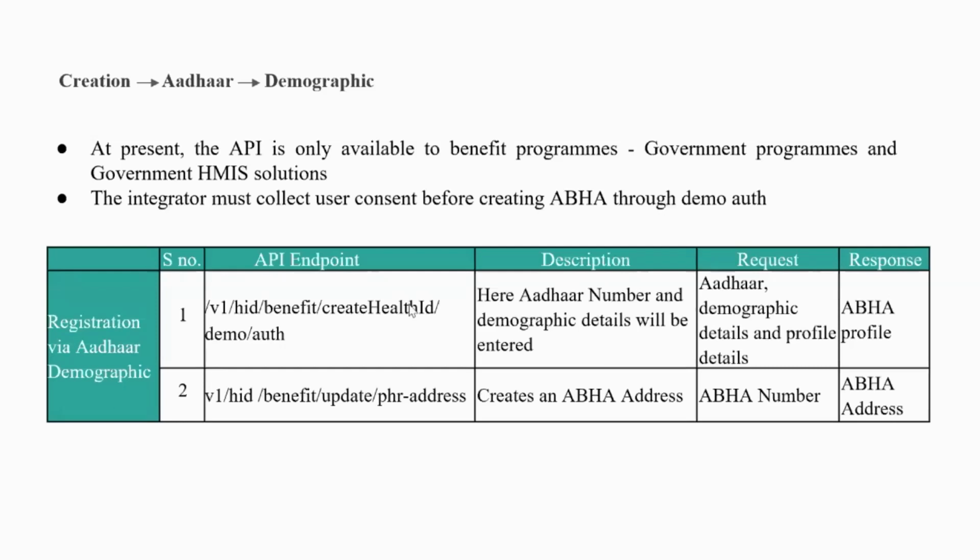First we'll use create health ID with demo auth, where the person will enter the Aadhaar number and demographic details of the patient with the profile details, mobile number and state district code. That can be the LGD code, and in return it will generate the Aadhaar number and the whole profile. After that, there will be an option to generate a default Aadhaar address. The person just needs to pass the Aadhaar number, and in return it will return the default Aadhaar address, that is a 14-digit number @ABD.